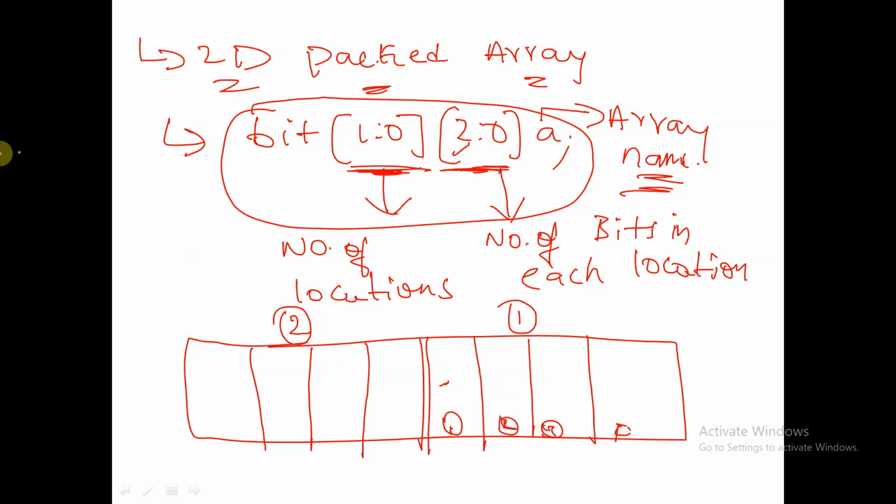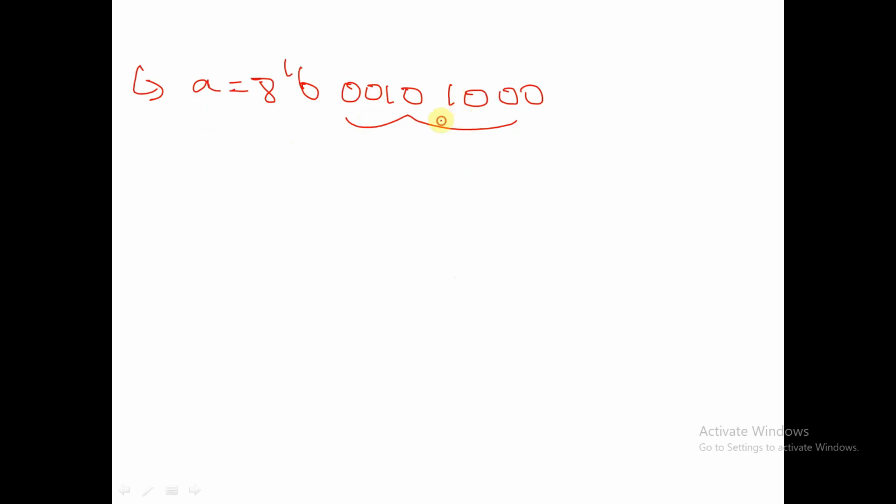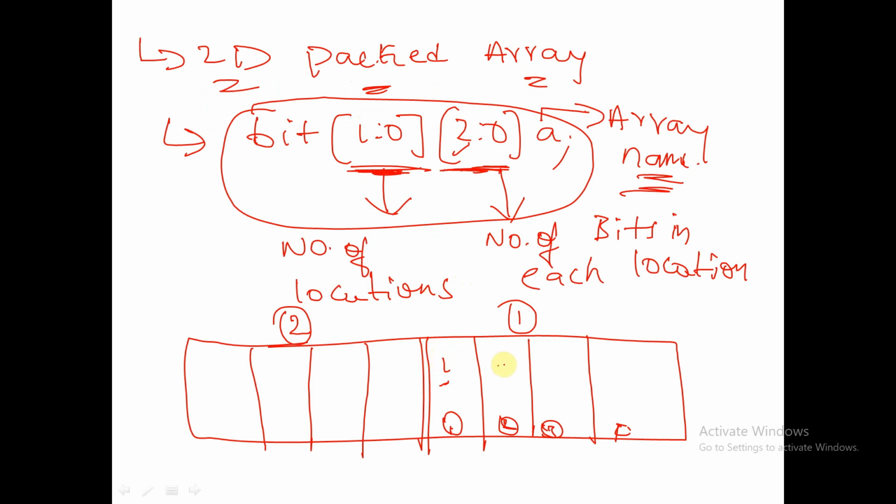So if we are trying to store A is equal to 8 tick binary 0010 followed by 1000. This is 8 bit. So in location 1, what are the bits that get stored? These are the bits which get stored. So it will be 1000.